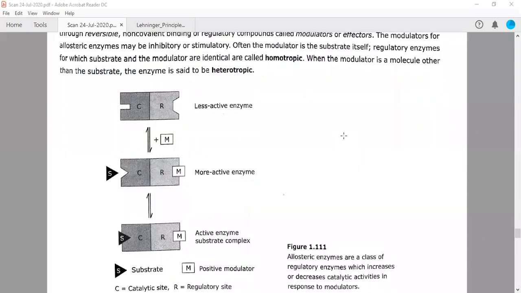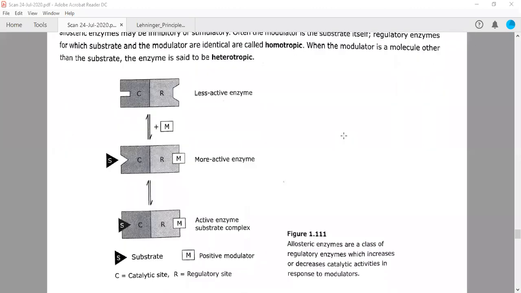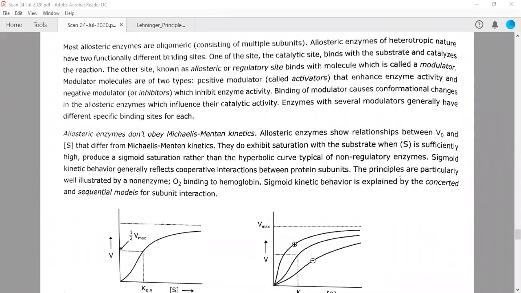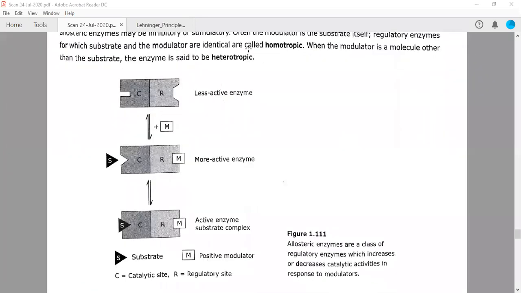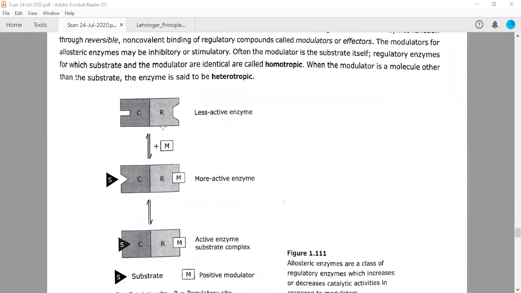Now we will move to, okay, here something missed. No, not at all. So here we are at page number 124. Most allosteric enzymes are oligomeric. So oligomeric in the sense they are made up of multiple subunits. Mostly, at least they have two subunits. One is catalytic subunit, one is regulatory subunit, or in some cases they may have more than two subunits.